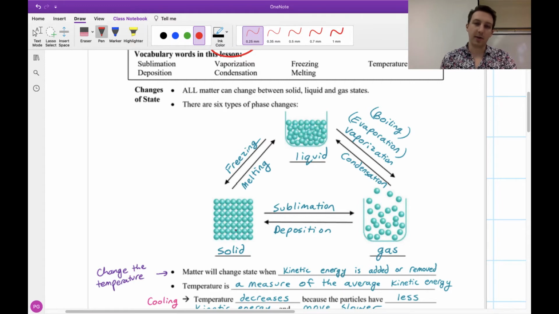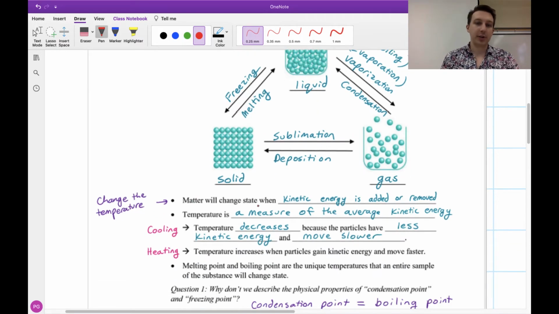Now, a little bit less common are when we go straight from solids to gases or gases to solids. This doesn't happen with water, but it does happen with other materials. For instance, dry ice is carbon dioxide. Carbon dioxide is usually a gas, right? That's the gas that we breathe out of our lungs. But if you get it cold enough, it doesn't actually turn into a liquid, it turns straight into a solid. So when it goes straight from gas to solid, we call that deposition, and straight from solid to a gas, sublimation.